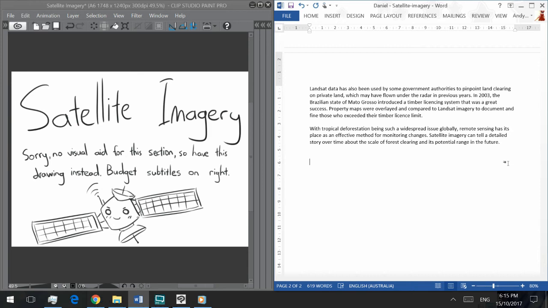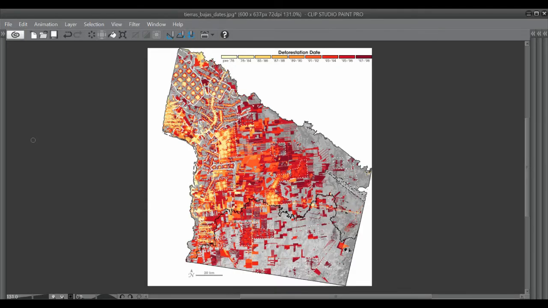With tropical deforestation being such a widespread issue globally, remote sensing has its place as an effective method to monitor changes. Satellite imagery can tell a detailed story over time about the scale of a forest. This image was created by NASA. It shows the advancement of deforestation in Tierras Bajas, Bolivia. Dating back to 1917, it can give an accurate portrayal of progressive forest clearing for decades. With a spatial resolution as good as 15 by 15 meters, the image data used to create this map can detect extremely minor changes in vegetation ground cover.